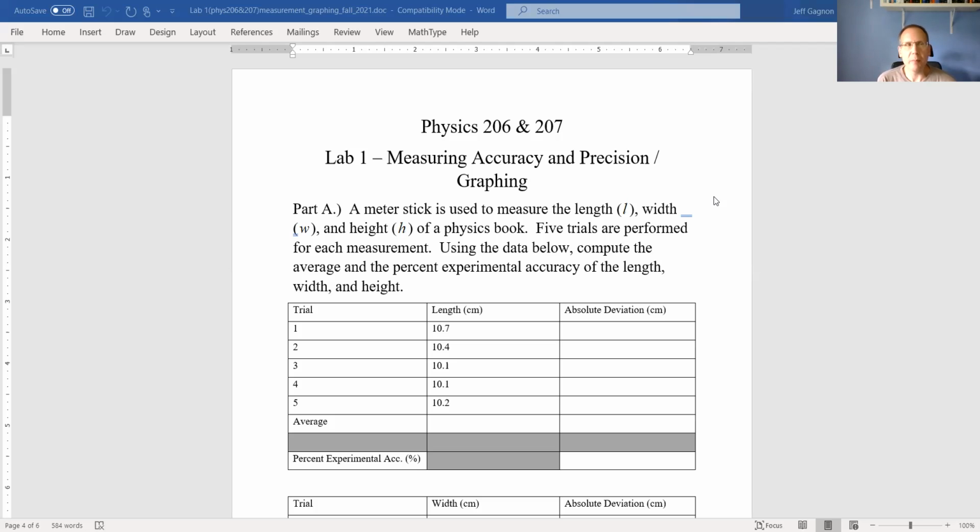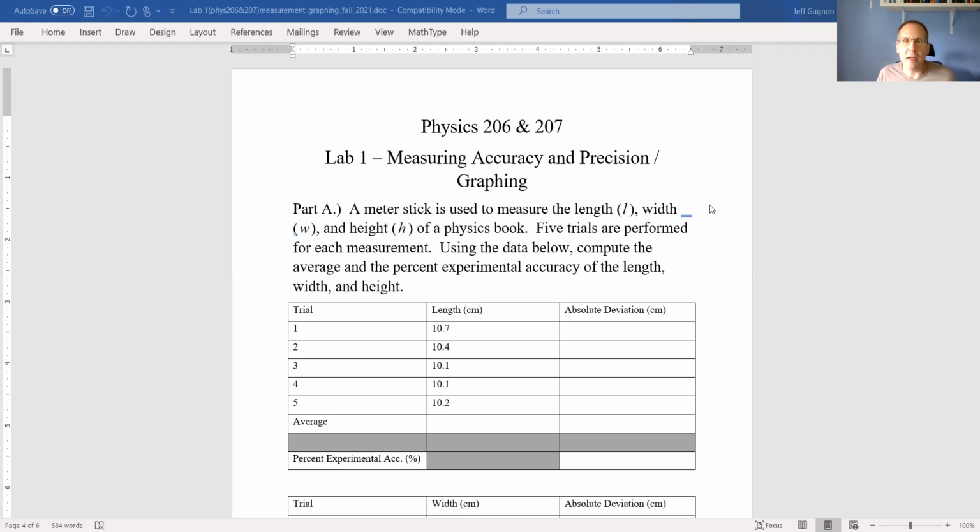Before you begin this lab, make sure you watch the video lecture discussing the measurement handout and look at that handout. In that handout, I explain what makes a good graph, the things that you need for a good graph. I also explain how to compute percent experimental accuracy and percent experimental error, which is very important. This lab is really just designed to practice some of those computations. You're not required to write up this lab for a lab report for Lab 1.